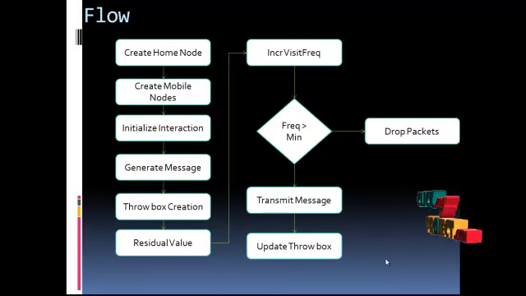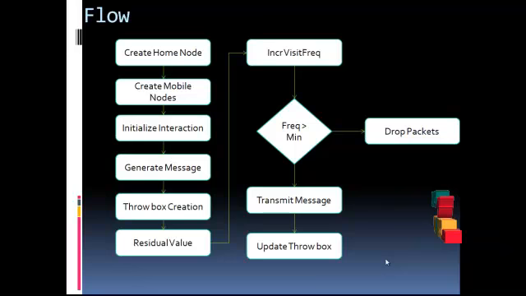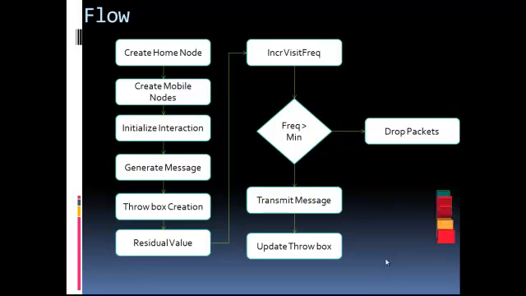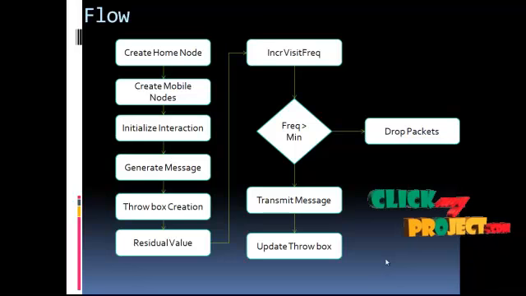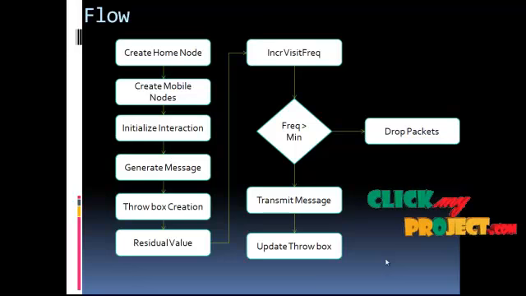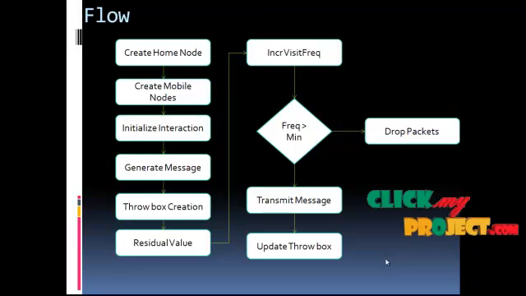Next, we are going to see the flow of this process. For community creation, first we need to initialize the community head as home nodes. Here we declare the home nodes, or stationary nodes. Then we declare the moving nodes for transmitting their messages. After initializing the home nodes and mobile nodes, we have to initialize the interaction table. Each interaction table is initialized with 0.